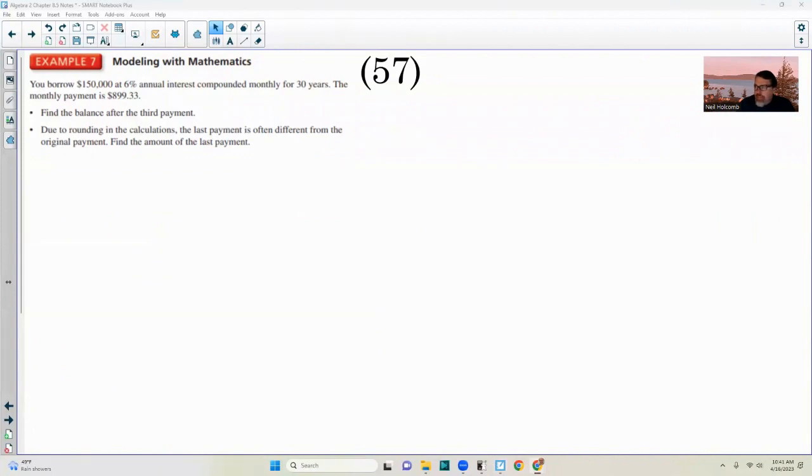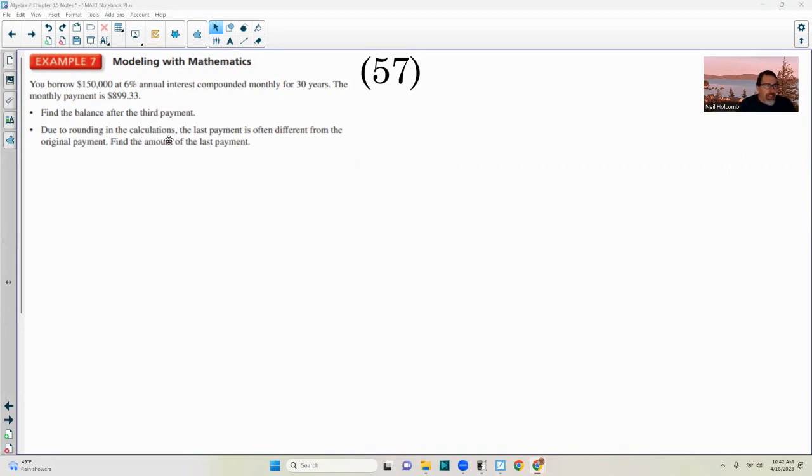Okay, this is example 7, modeling with mathematics. So in section 8.3, you used a formula involving a geometric series to calculate a monthly payment for a similar loan. And we need to remember that. So in this problem, we're going to borrow $150,000 at 6% APR, annual interest rate, compounded monthly for 30 years. The monthly payment is $899.33. It says to find the balance after the third payment.